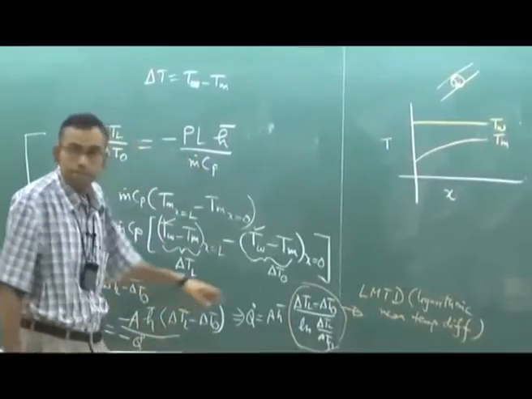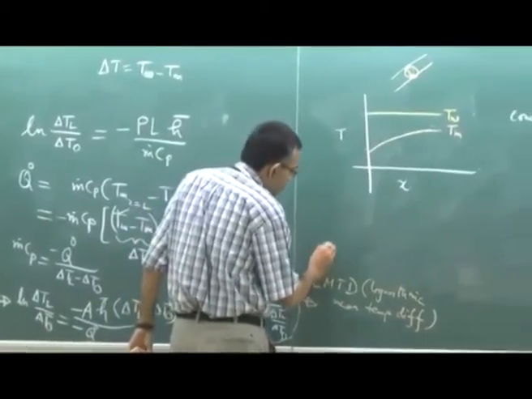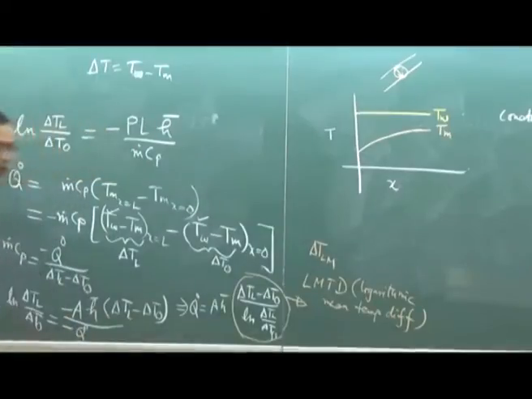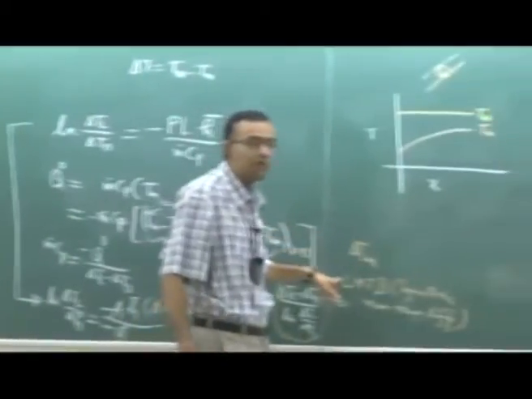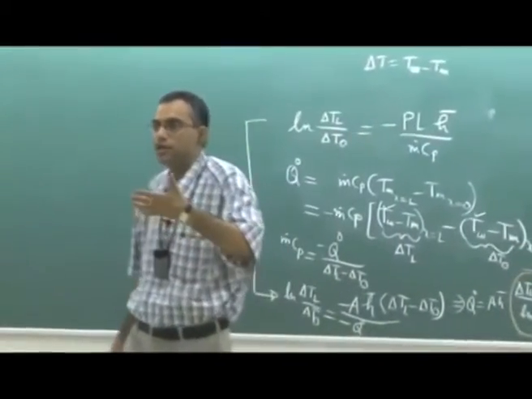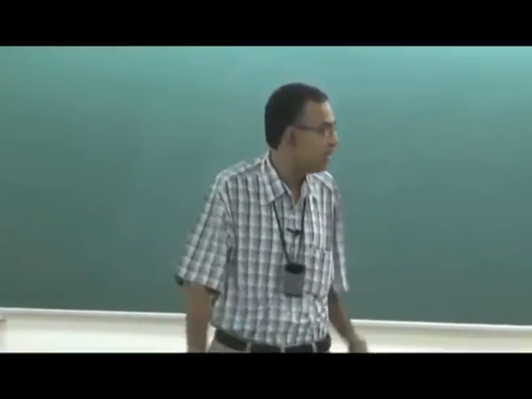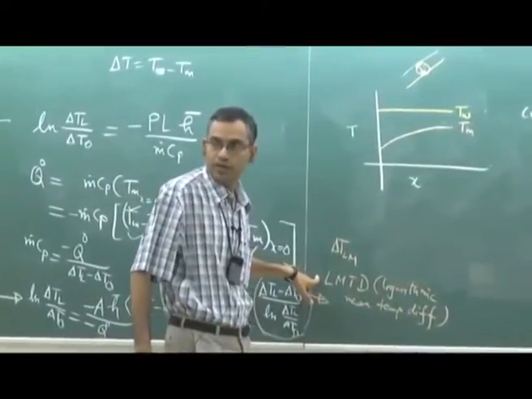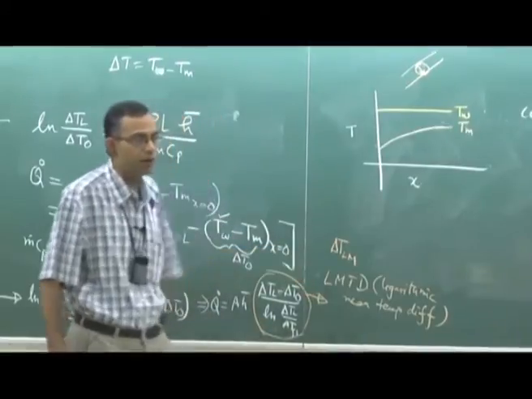So to summarize, sometimes in short form this is written as delta T_lm, logarithmic mean temperature difference. This is just a short form, but it is a very important parameter. In one of the later chapters on heat exchangers, which is a very important topic for practical engineering applications, this terminology will come over and over again. So please make a note of this very important terminology.